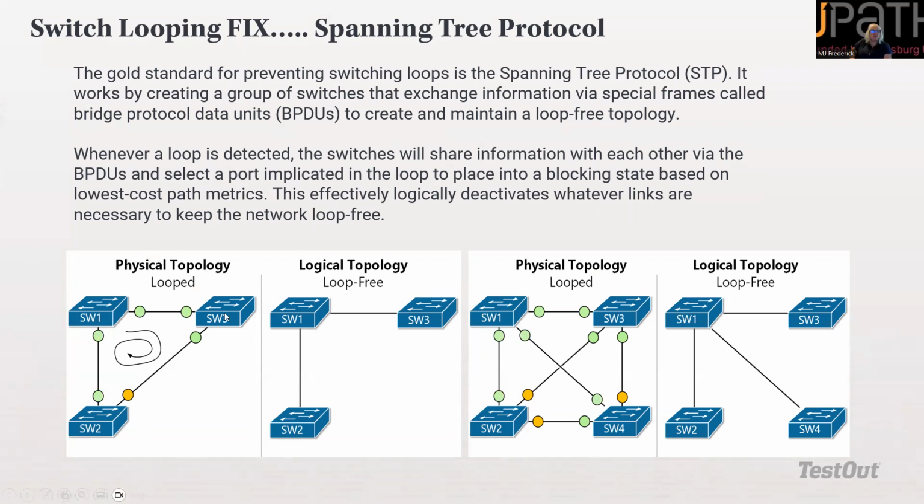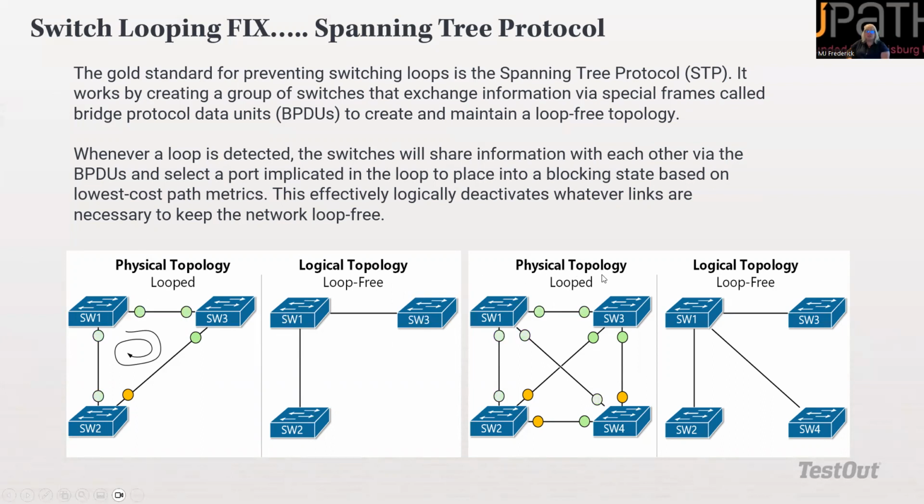So here's a physical loop, physical topology. Switch 1, 2, and 3. Now you see these are operating like they should, but switch 2 to switch 3 has created a loop. So something was wrong here. Something was misconfigured here. So here's our logical topology being loop free. We are going from switch 1 to switch 2, or switch 1 to switch 3, not switch 2 to switch 3. We don't need to.